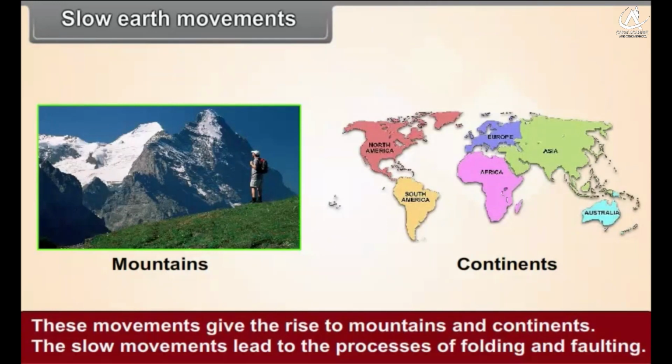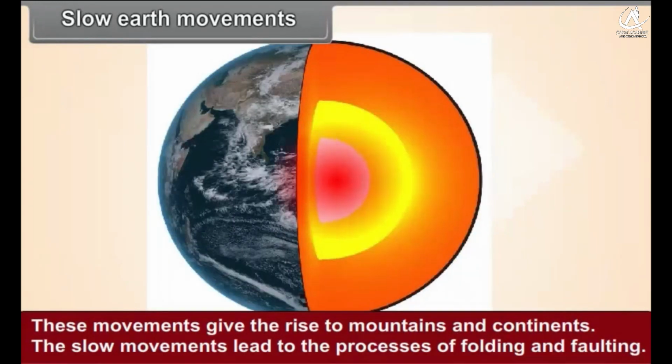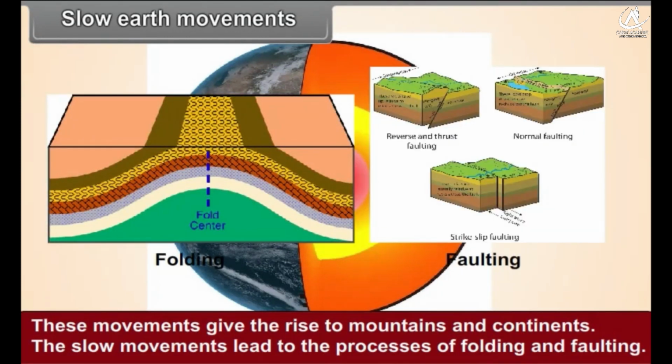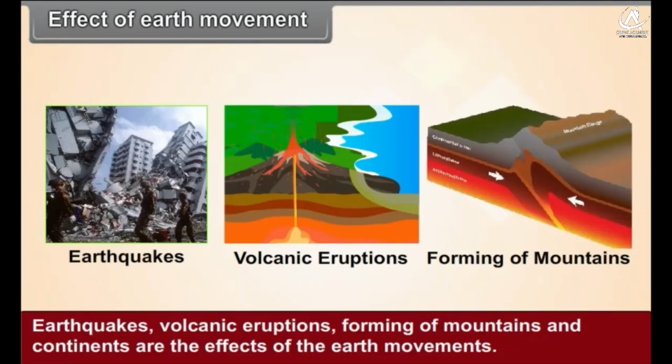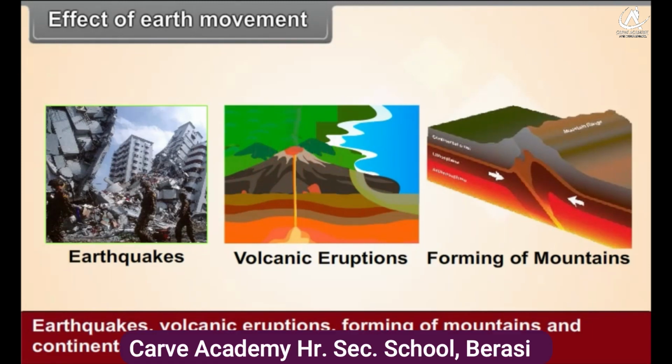These movements give rise to mountains and continents. The slow movements lead to the processes of folding and faulting. Effects of Earth's movements. Earthquakes, volcanic eruptions, forming of mountains and continents are the effects of Earth movements.